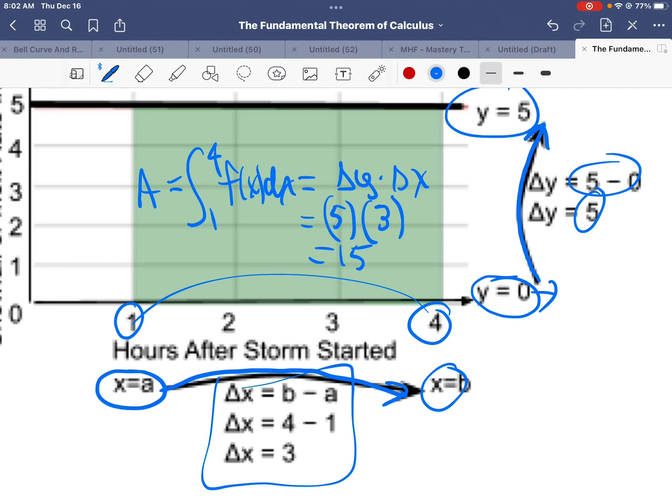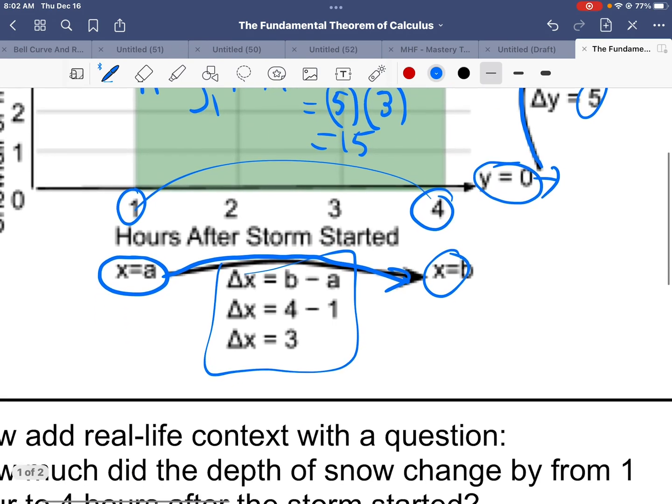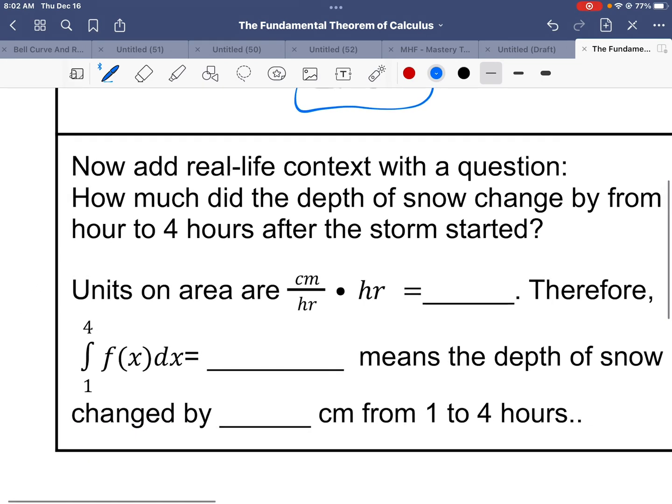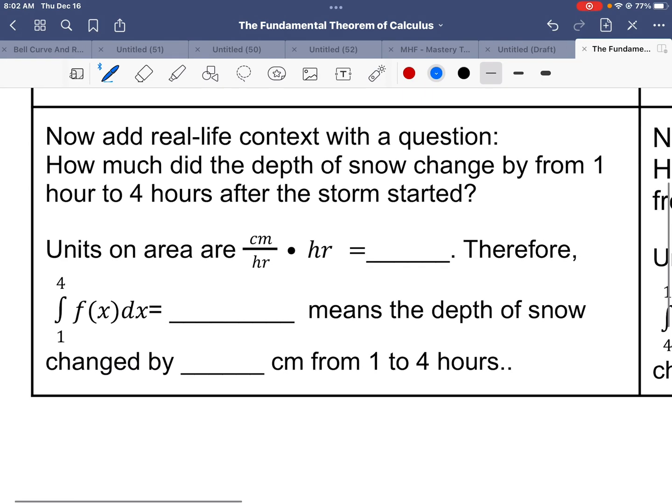So that's how you do the mathematics of it. Well, what does that mean in a real life context? Here's the real life question: how much did the depth of snow change by from 1 hour to 4 hours after the storm started? I have to look really carefully here because I'm talking about change. I'm not talking about depth of snow, because it doesn't say anything.